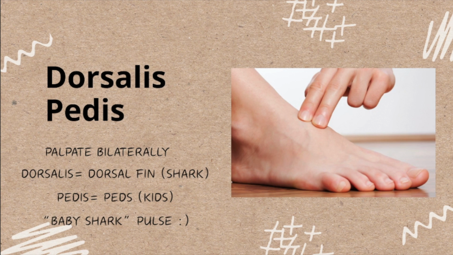A way to remember it is to think of baby shark. What we mean by that is think dorsalis sounds like dorsal fin, and where you're placing your fingers is where the dorsal fin would be on a shark, the back. Pedis kind of sounds like peds, which is kids or babies, so think baby shark.